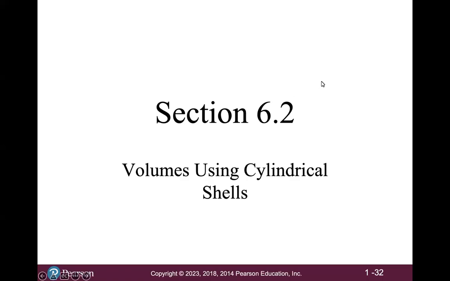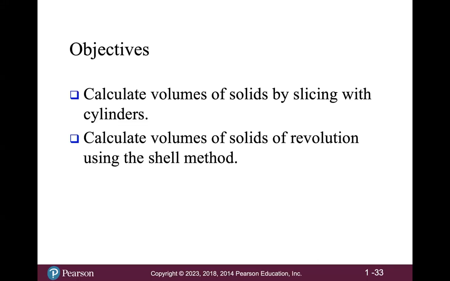In this video, we're going to look at volumes using cylindrical shells. Our objectives are to calculate volumes of solids by slicing with cylinders and calculate volumes of solids of revolution using the shell method.